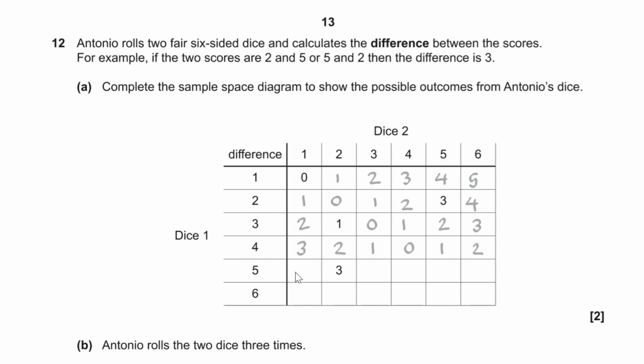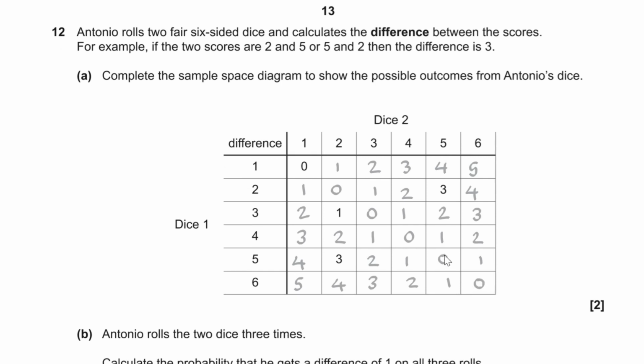And then we've got 5 take 1, which is 4. 5 take 3, which is 2. 5 take 4, which is 1. 5 take 5 is 0. And 6 take 5, that's 1. Then we've got 6 take 1, which is 5. 6 take 2, that's 4. 6 take 3, that's 3. 6 take 4, that's 2. 6 take 5, that's 1. And 6 take 6, that's 0. So here is our completed sample space diagram.